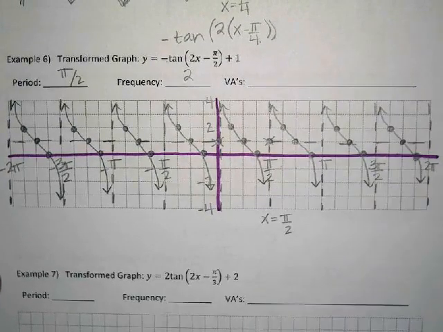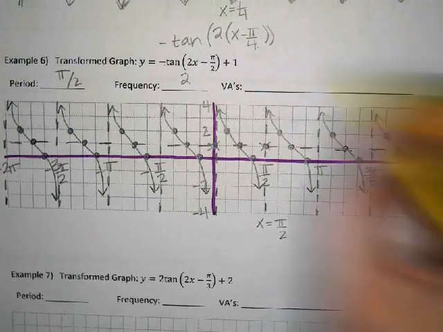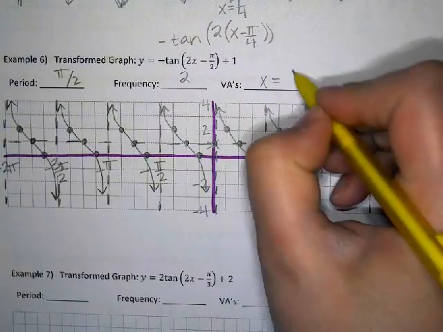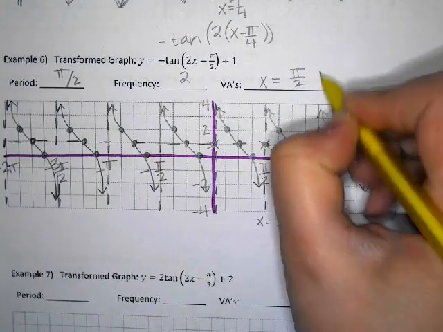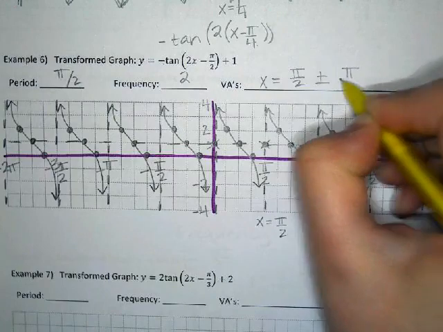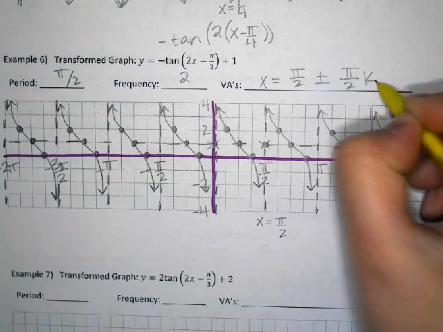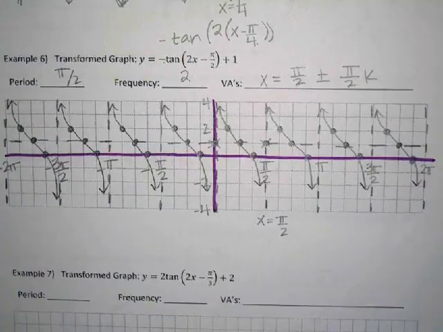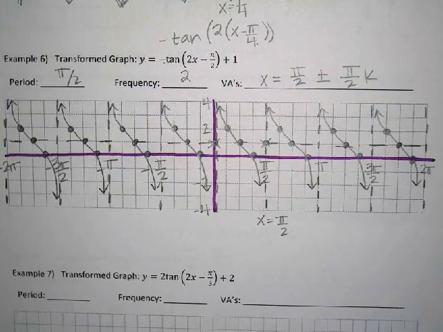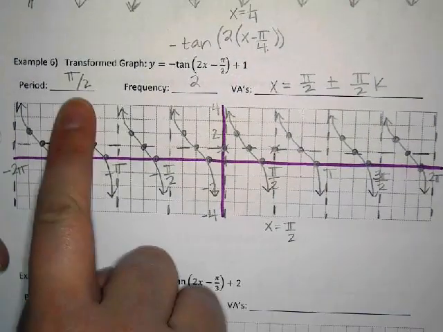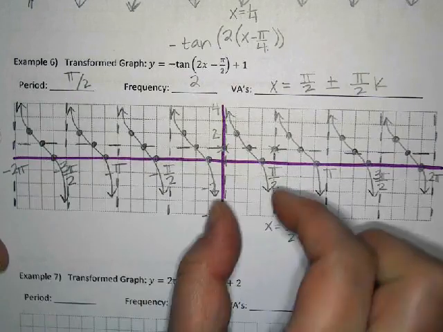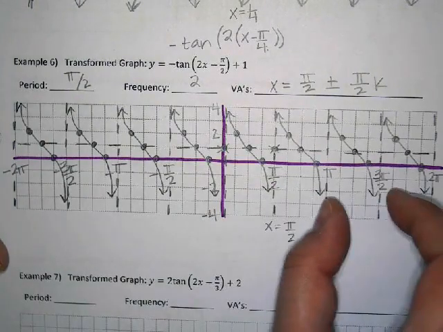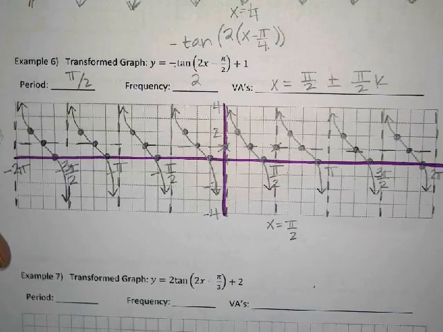Okay, pi halves plus or minus pi halves k. So because the period is pi halves, so the asymptotes are a width of pi halves from each other. Mm-hmm. So all I have to do is find one to start with, and then the period is how far apart they are from then on.